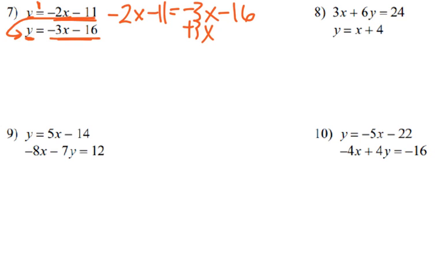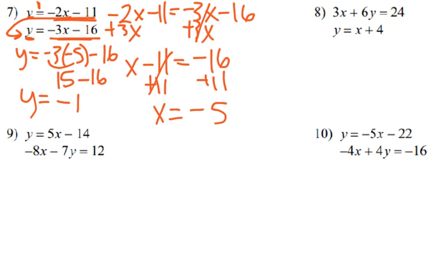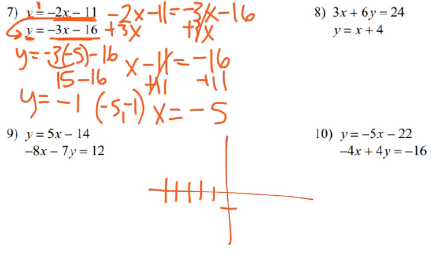So let's add the 3x to both sides. Those would cancel. Negative 2 plus 3 would give me a positive 1x. Minus 11 equals negative 16. Add 11 to both sides. We get x equals negative 5. Now I know what x is, so I take my equation, plug in the negative 5 for x. 3 times negative 5 is positive 15, minus 16 is a negative 1. So my answer is negative 5, negative 1. So if I were to graph those two equations at negative 5, negative 1, that is where they would intersect. That's what that means, right? Still that same concept. Alright, there's number 7.